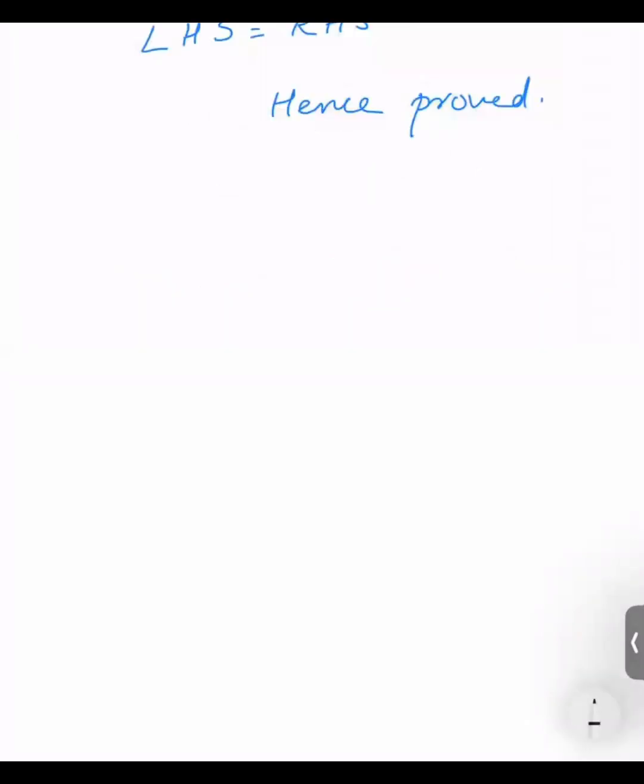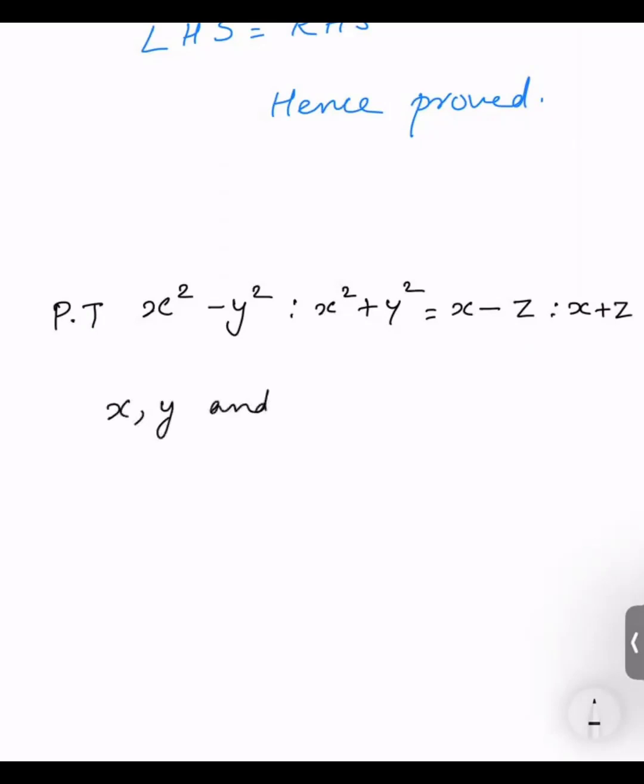That's it. Next question is, if X, Y, and Z are in continued proportion, prove that X square minus Y square is to X square plus Y square is equal to X minus Z is to X plus Z. So this is what you have to prove. What is given to you? What is given to you is X, Y, and Z are in continued proportion. X, Y, and Z are in continued proportion.